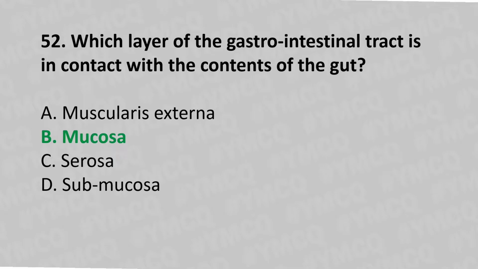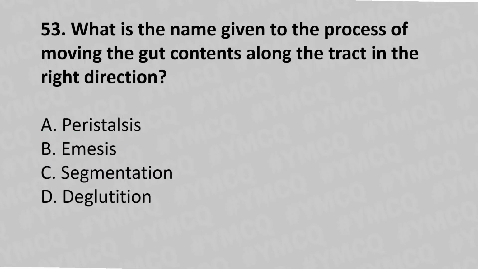Now let's move to question number 53. What is the name given to the process of moving the gut content along the tract in the right direction? Option A, peristalsis. Option B, emesis. Option C, segmentation. Option D, deglutination. And the answer is Option A, peristalsis. Now let's move to question number 54.